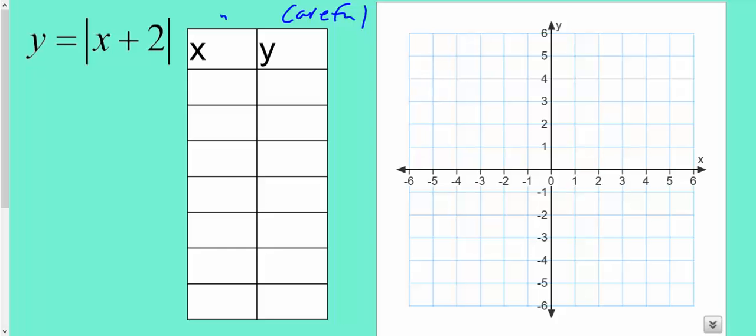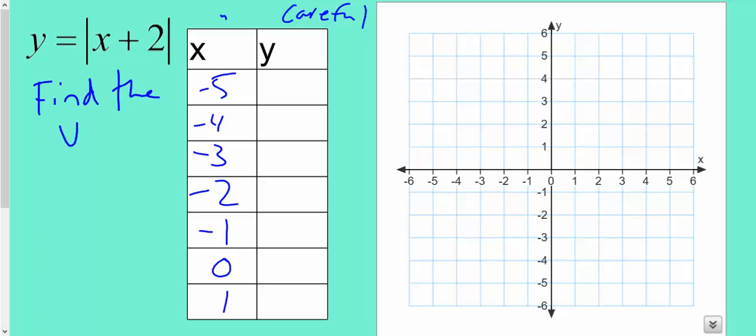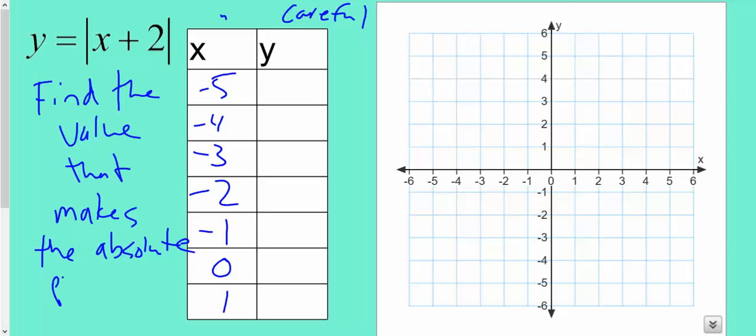And what I want to do is choose -2 as the middle value, and then go -1, 0, 1, -3, -4, -5. The reason why: find the value that makes the absolute value part of the equation equal to 0, which is -2. That will solve all of your questions in terms of it being symmetrical. If you don't do this, you're going to have problems.